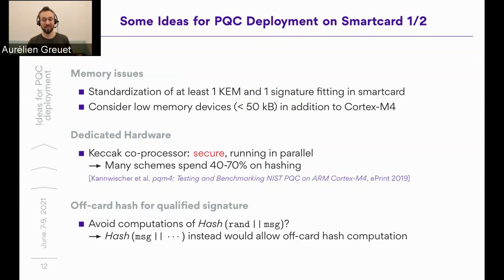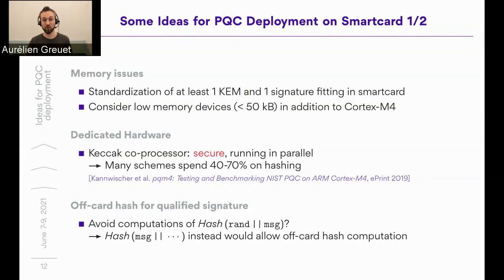About the dedicated hardware, it's certainly too soon for chip manufacturers to commit to the development of a coprocessor that speeds up the arithmetic of particular schemes, but a Keccak coprocessor, that is the core of both SHA and SHAKE algorithms, would be very useful, especially if it can run in parallel, because most schemes spend between 40 and 70% of their time on hashing. So it will be a consequent improvement.